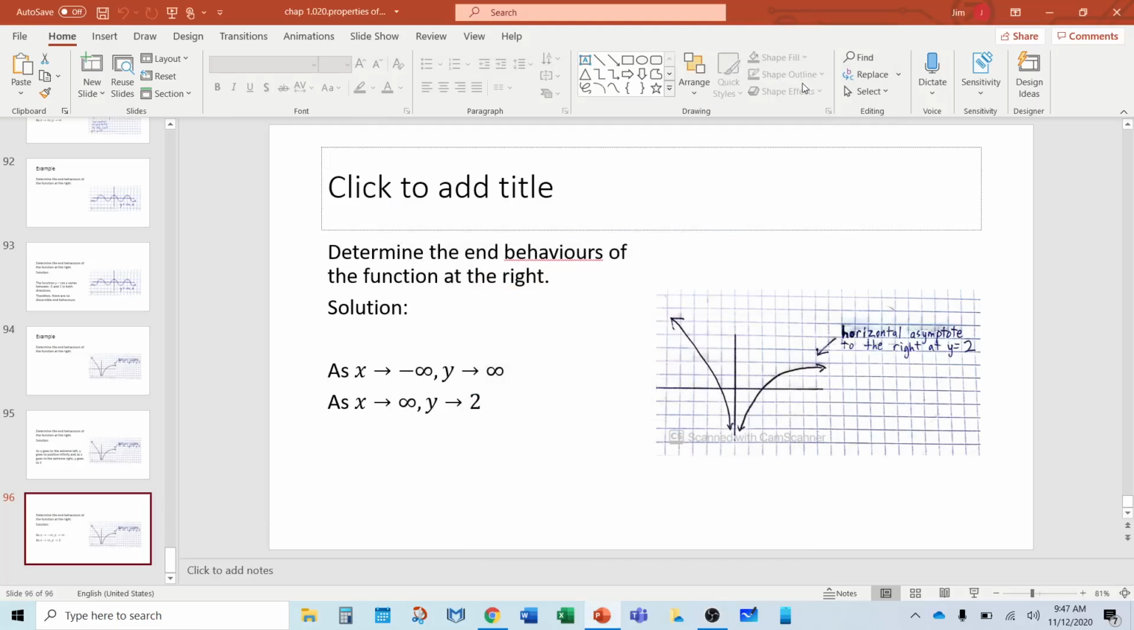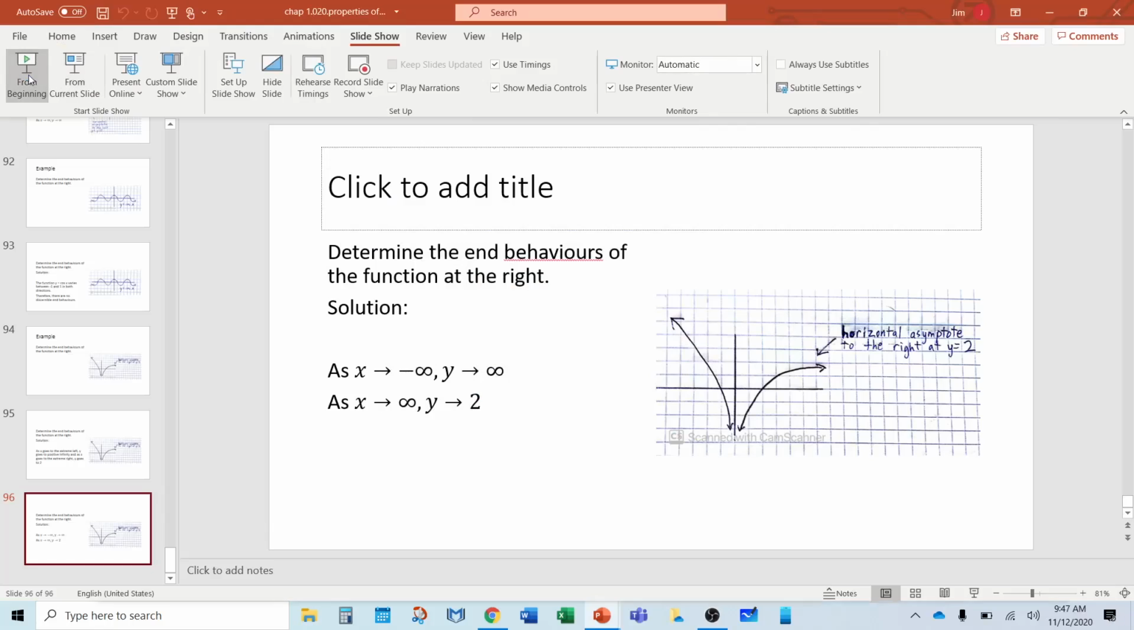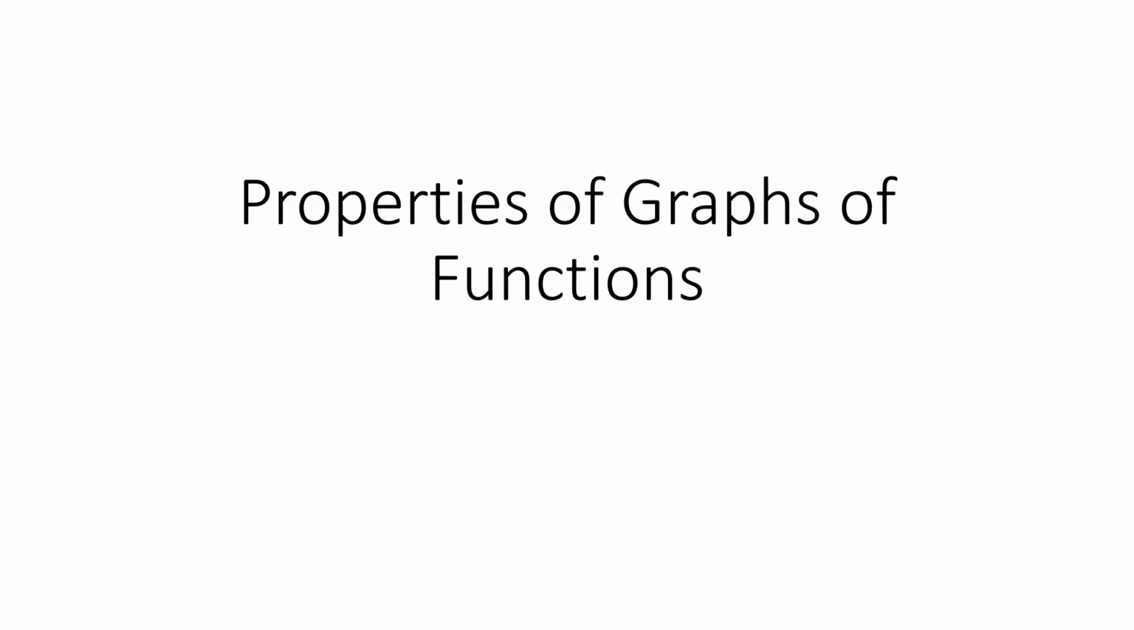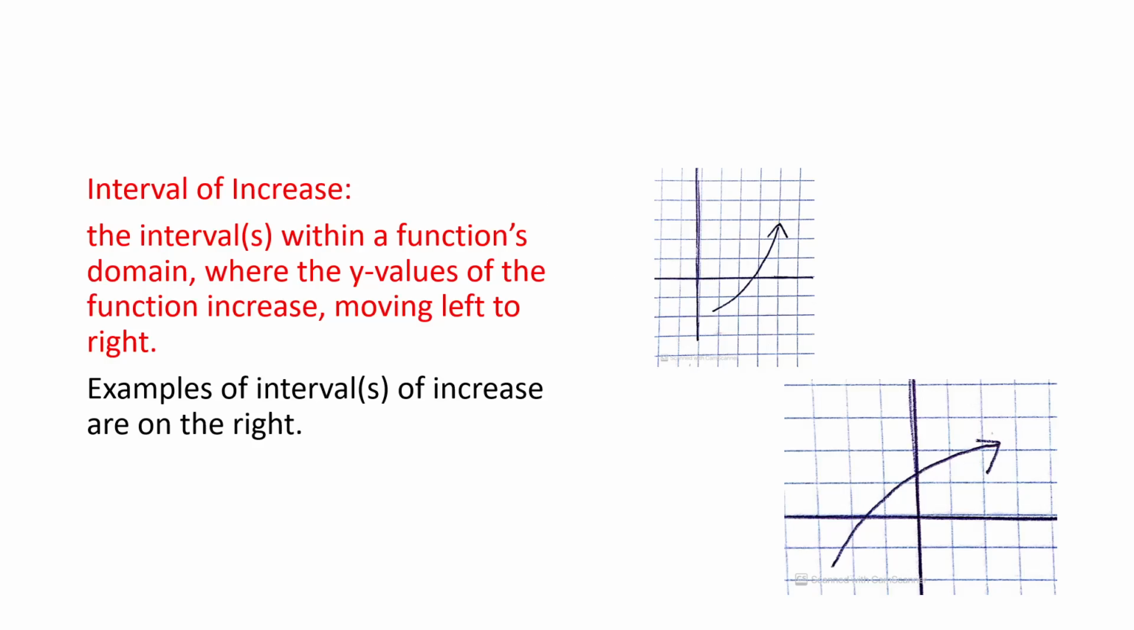Now we're going to talk about some of the properties of functions, some of the properties of the graphs of functions. Let's start with the interval of increase, which is the interval within a function's domain where the y values of the functions increase moving from left to right. Examples of intervals of increase include these two functions right here. Notice as we move to the right, these functions go up.